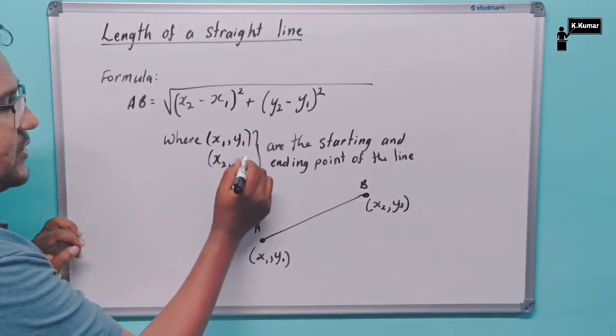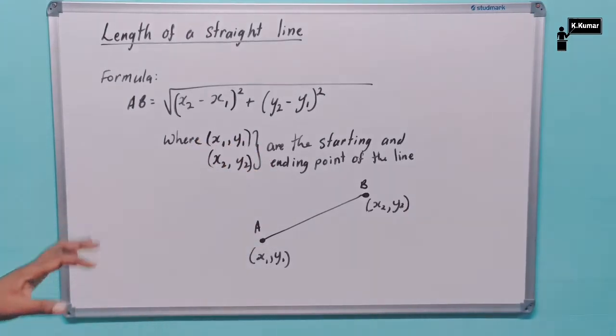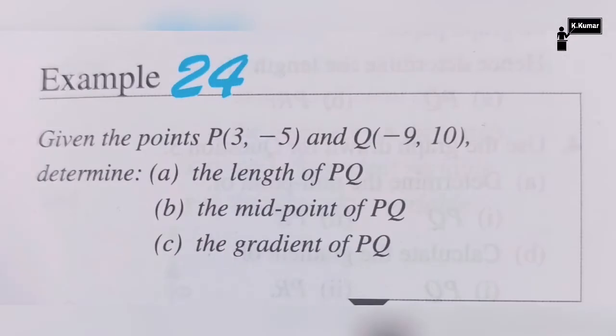So we're going to do an example and use the formula to show you how we find the length of a straight line. This is the example we're going to be working with, and we're now going to work the A part.